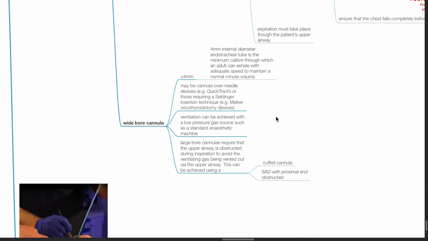Ventilation can be achieved with a low pressure gas source, such as a standard anesthetic machine, due to reduced airway resistance compared to the narrow bore cannula. Large bore cannulae require that the upper airway is obstructed during inspiration to avoid the ventilating gas being vented out via the upper airway, and this can be achieved using a cuffed cannula or using a supraglottic airway device with the proximal end obstructed.